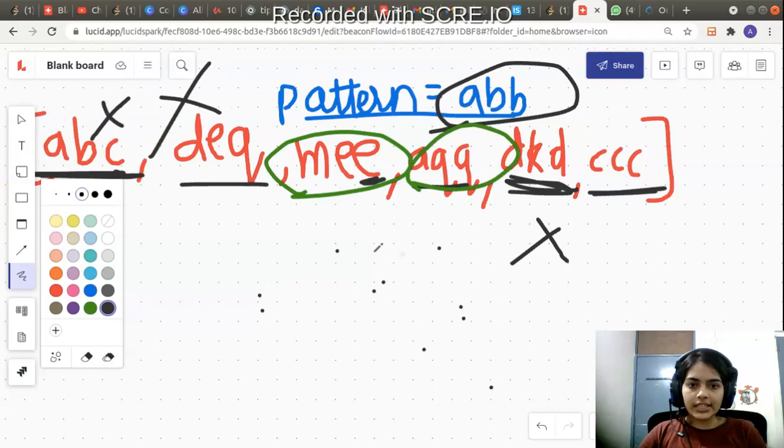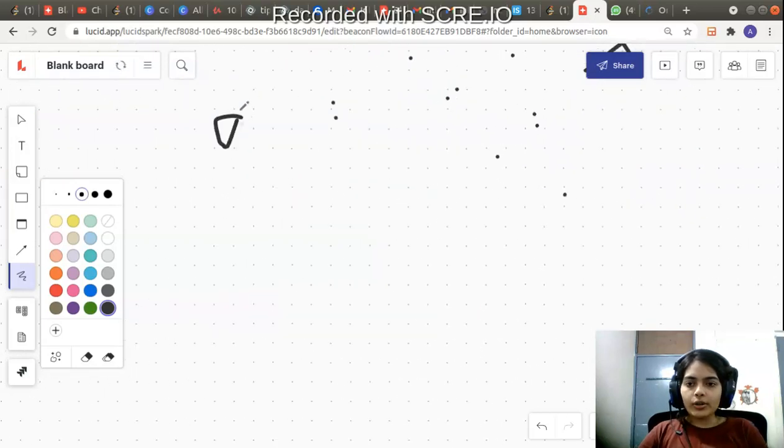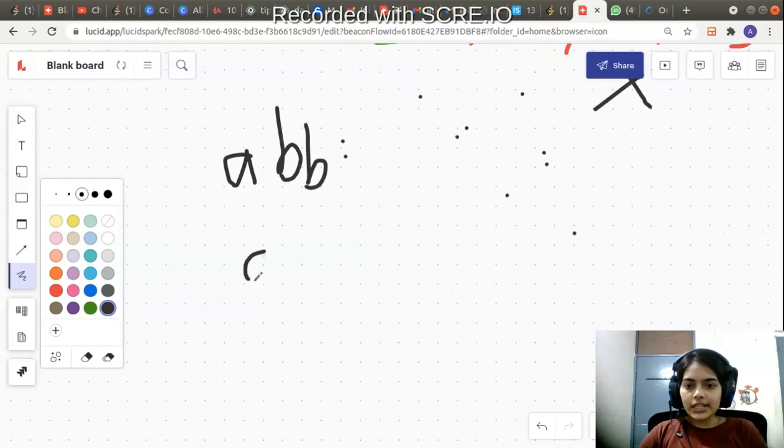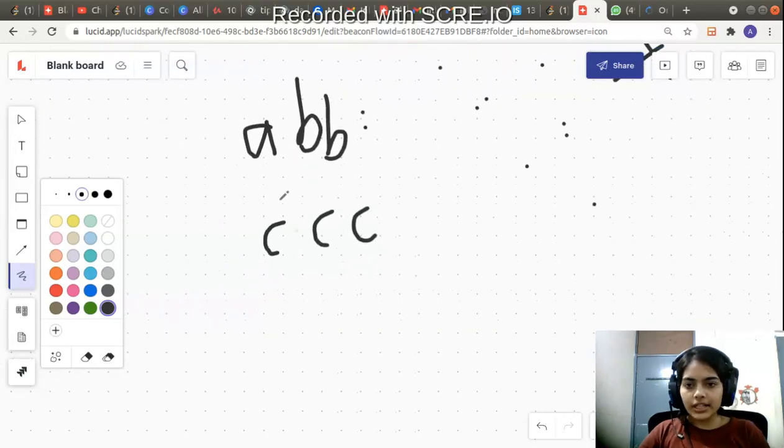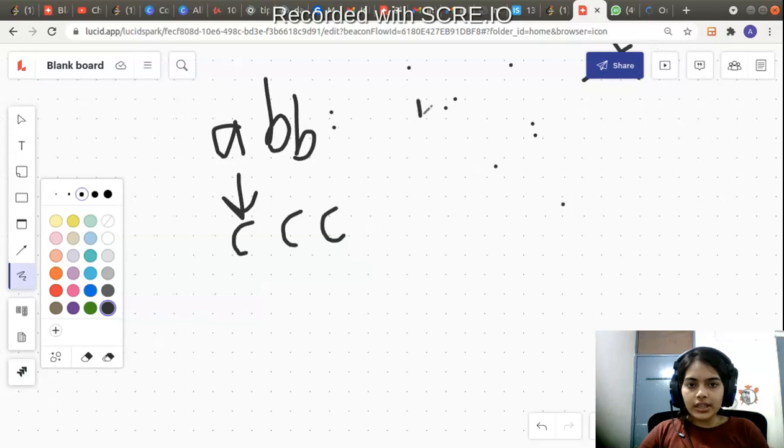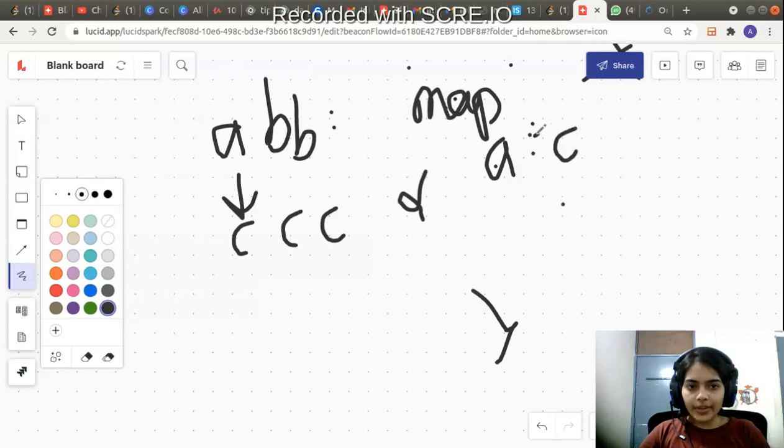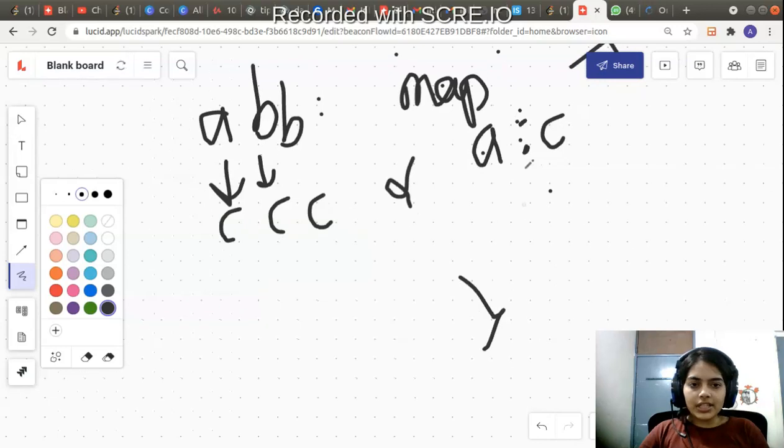Now we'll go to the last example. It's very important. Now your pattern is ABB and your word is CCC. So you have to make these connections, right? So first in the map structure you will try to make the connection of A with C. Okay, so it is fine as of now. Next you will try to make the next connection B with C. Okay, so it is also fine.